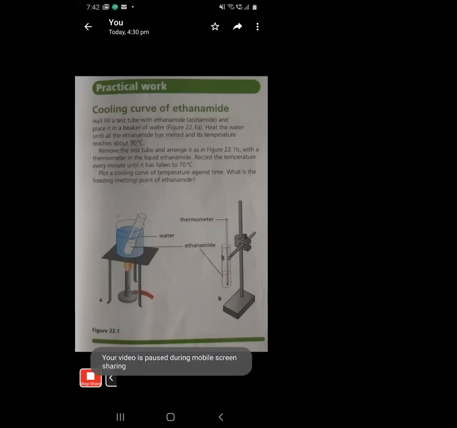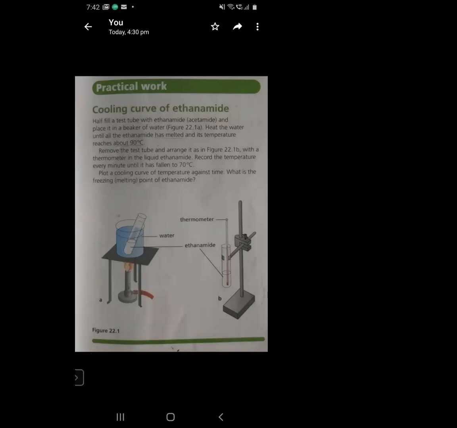Share screen. Yes, okay. The cooling curve of ethanamide. Now, this is practical work. The reason we study practical work is also to help us with ATP, the alternative to practical part of your exam. So we will ask whys for every step. For every step, we will try to ask ourselves why, okay? And let's see how many whys we can answer.